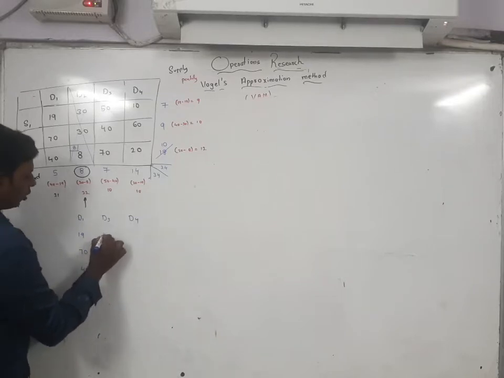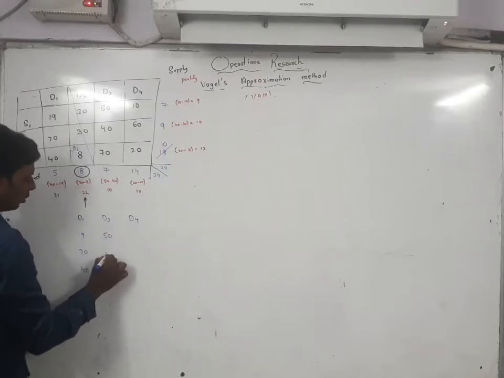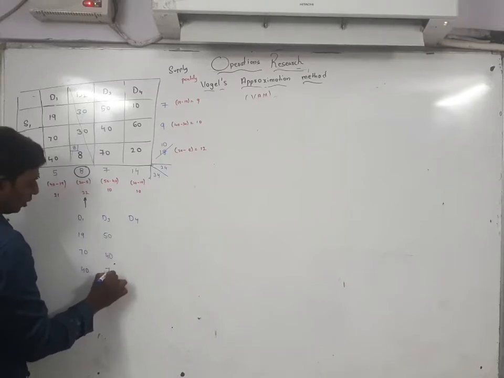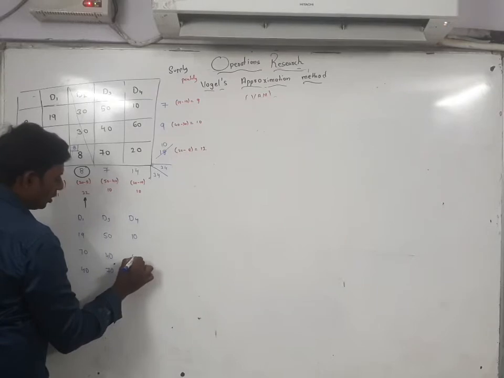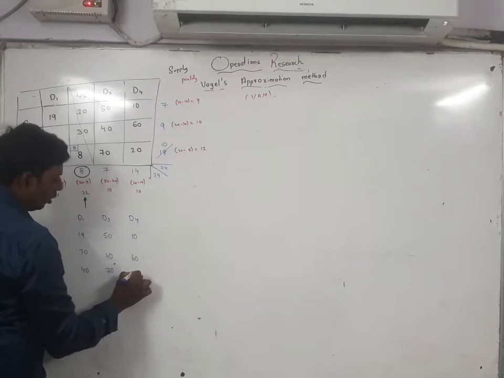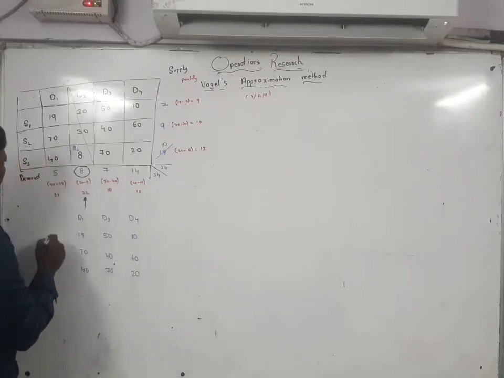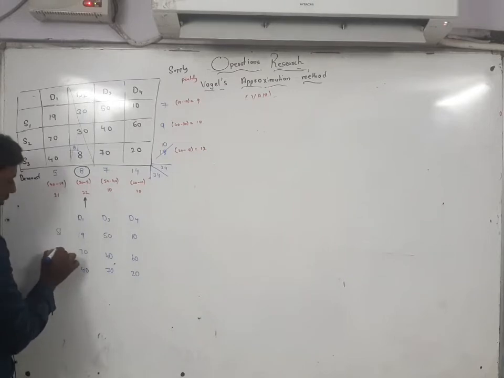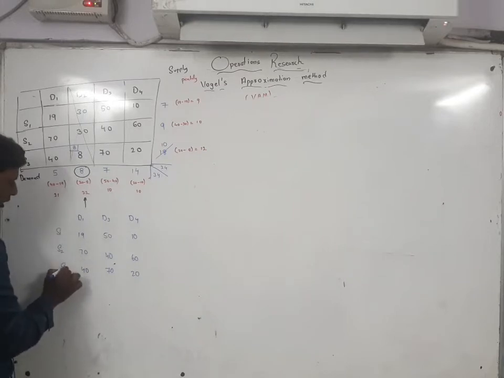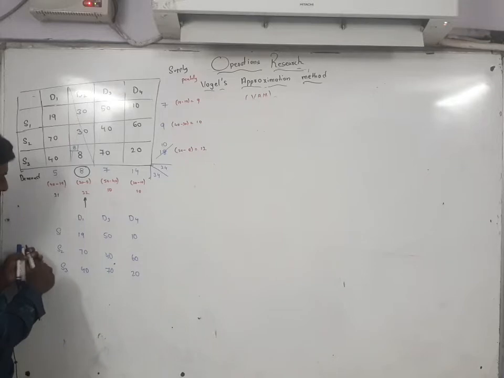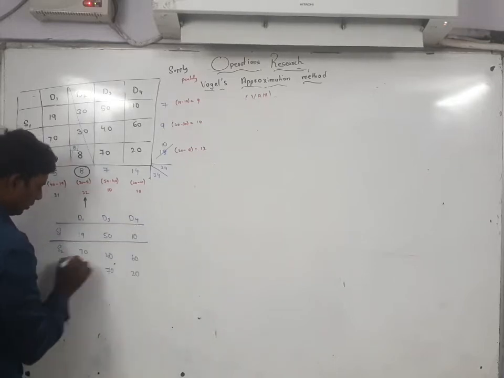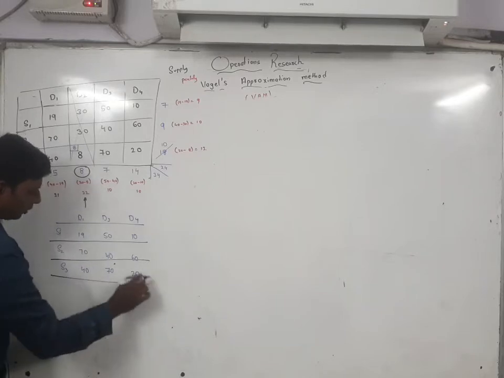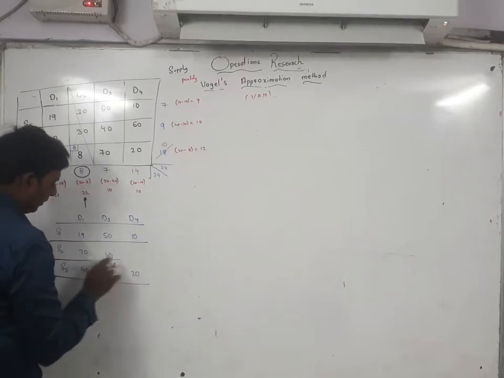Next value is equal to how much here? 50. Next value? 40. Next value? 70. Next value? 10. Next value? 16. Next value? 20. So like this you have to write. This one is known as S1, this one is S2, and this one is S3. Now close it in a box. This one you have to close. This is the 60.